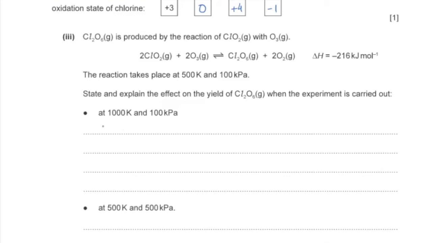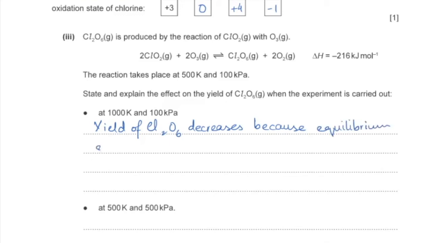So we can write that yield of Cl2O6 decreases because increasing the temperature will shift the equilibrium to the left. Because equilibrium shifts towards the left, and forward reaction is exothermic.